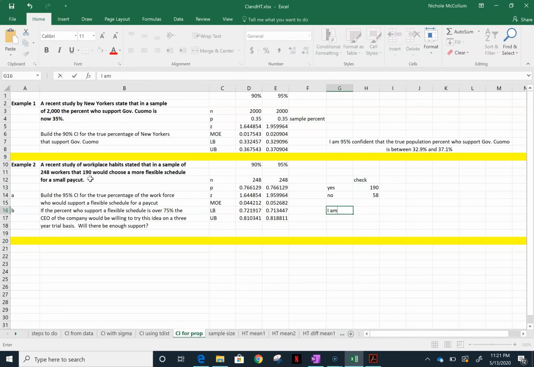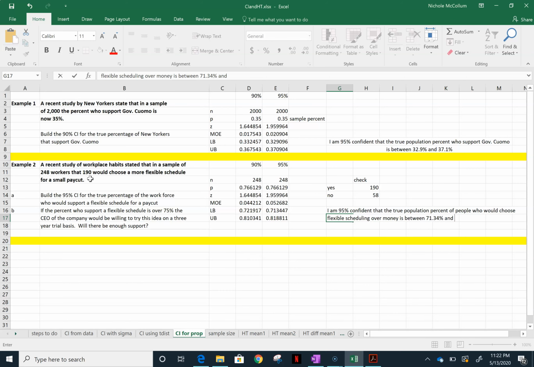What's my statement? I am 95, because that's what I wanted, 95% confident that the true population percent of people who would choose flexible scheduling over money is between, where's our low bound here? 95%. 71, turn it back to a percent now.